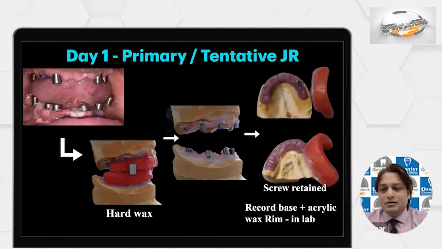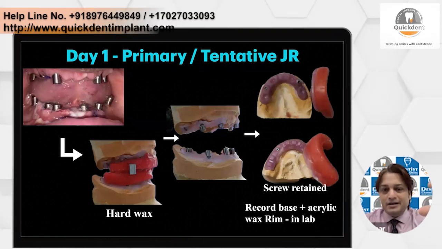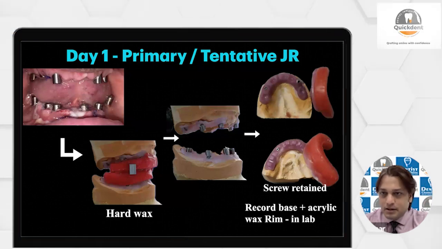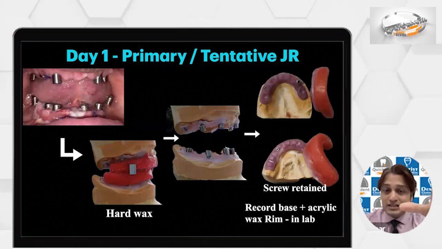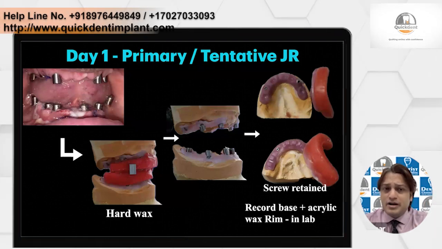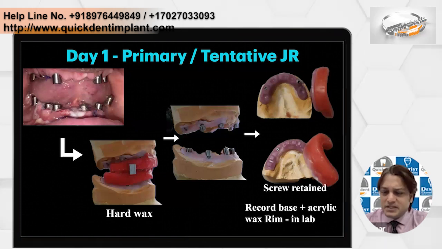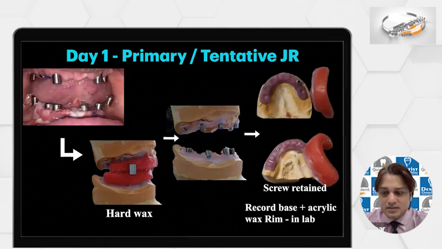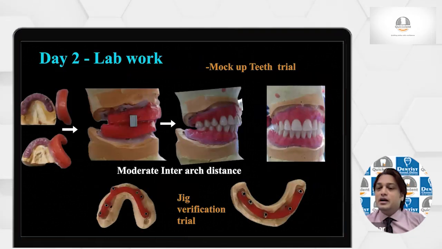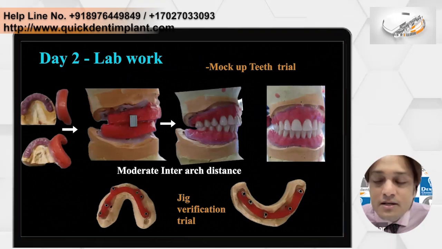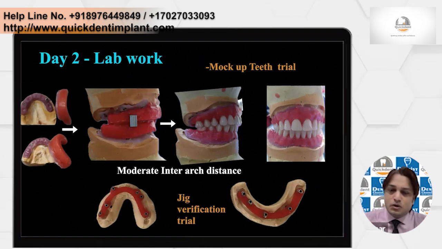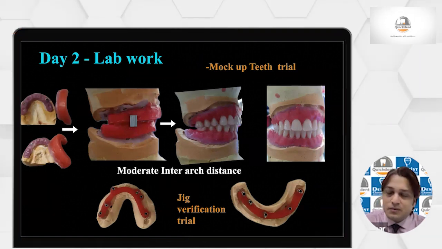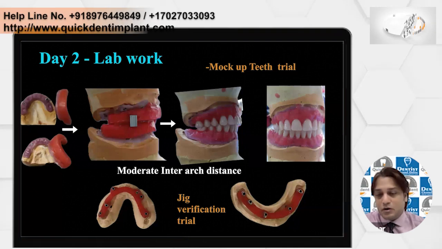On this particular bite, the lab will make a screw-retained record base, if the space is good enough. For example, this patient has a moderate interarch distance, so space is good enough. So a 2-piece screw-retained record base is made, and on this record base he will do the teeth setting and send it to us. At the same time, in the lower side, you will see the jig verification. We will also recheck whether the impressions we have taken are accurate or not.